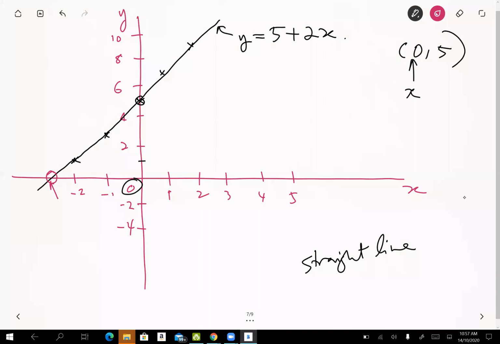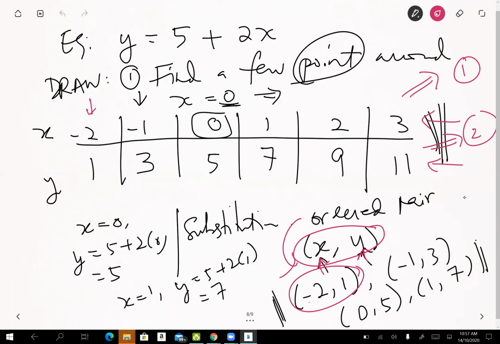The y-intercept is where the line cuts the y-axis. The x-intercept is where the line cuts the x-axis. So what is the point here? Or how can you find that point? So if I go back to the points that I have earlier, you can find a few more points actually.